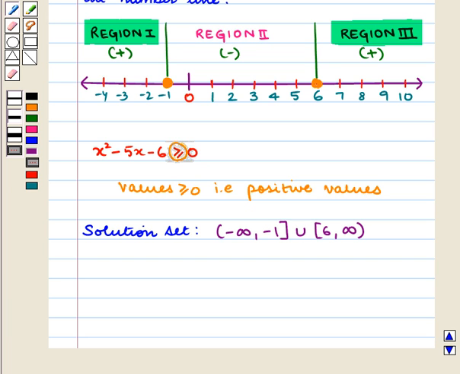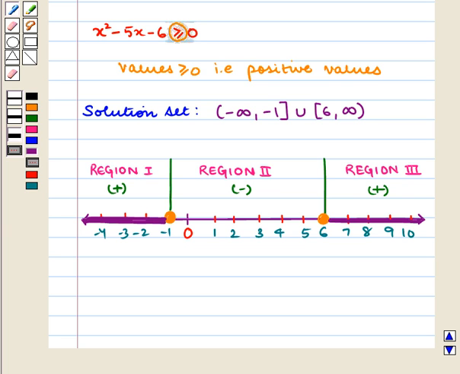Now to graph the solution on the number line, we darken the number line from -1 to -∞ and 6 to ∞ with closed circles at -1 and 6. This is the required graph of the solution set.